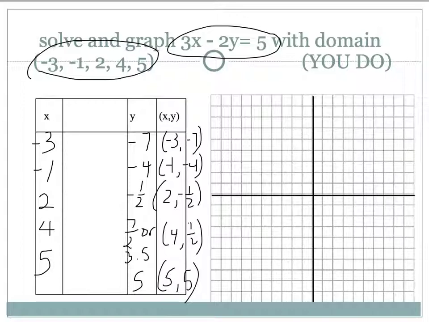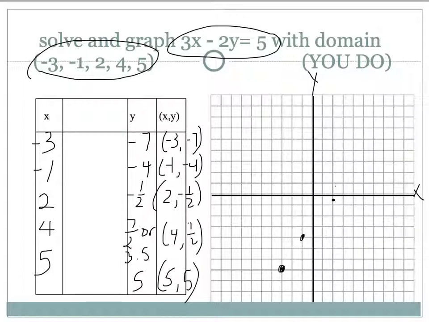So negative 3, negative 7. So x first, then y. So on the x, left negative 3, down 7. 1, 2, 3, 4. Okay, left negative 1, down negative 4. Okay, to the right 2, and down to negative 1/2. So that's in between 0 and 1 right here. To the right 4 and up to 7 over 2, which is 3.5.